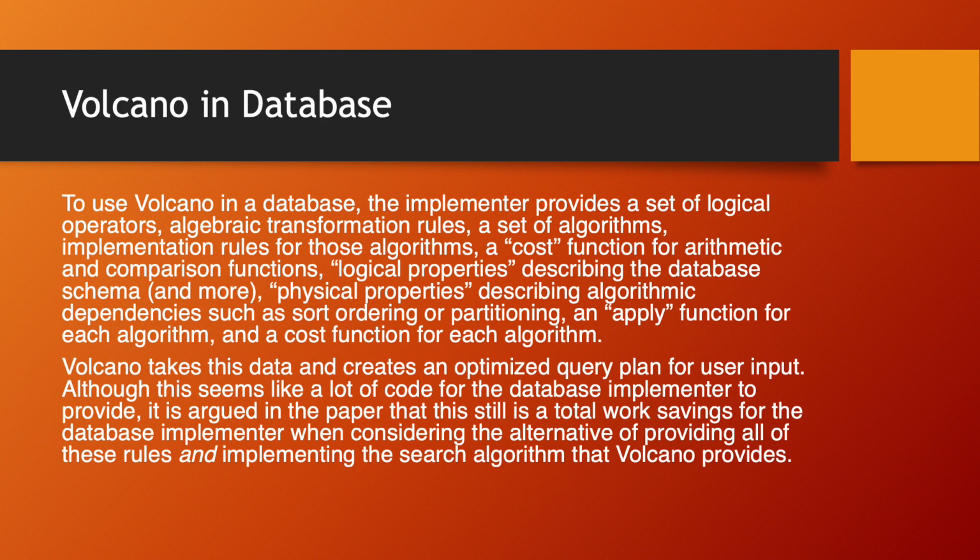Volcano in database. To use Volcano in a database, the implementer provides a set of logical operators, algebraic transformation rules, a set of algorithms implementing rules for those algorithms, a cost function for arithmetic and comparison functions, logical properties describing the database schema, physical properties describing algorithmic dependencies such as sort ordering and partitioning, and an apply function for each algorithm and a cost function for each algorithm. Volcano takes this data and creates an optimized query plan for user input.